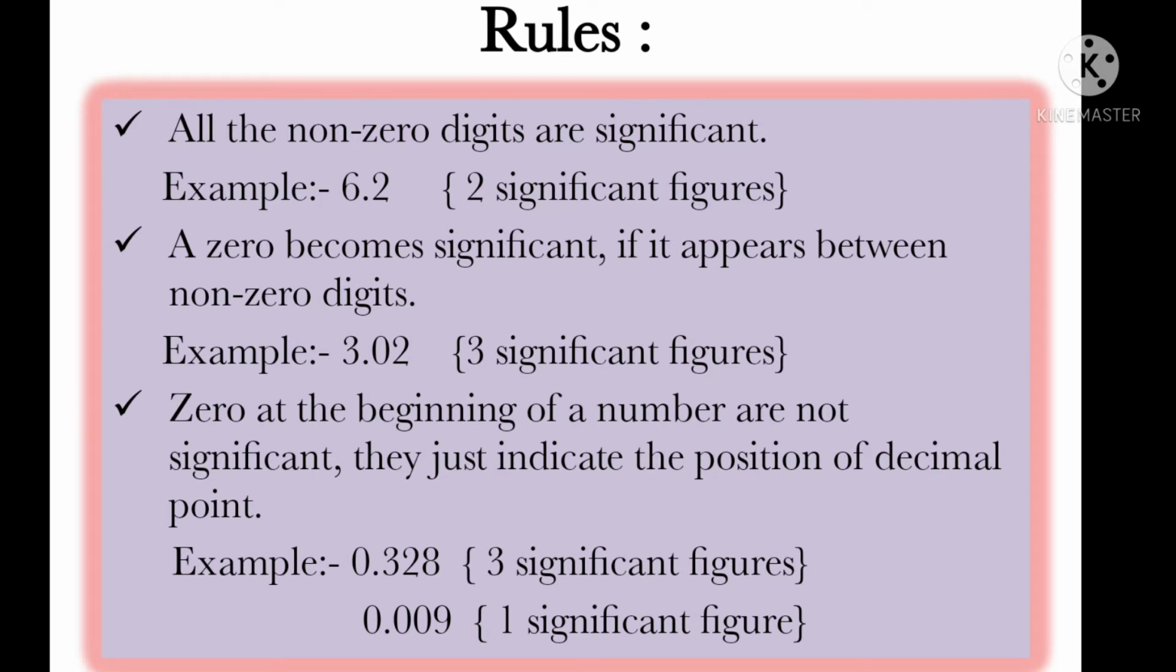Okay. Then the third rule is zeros at the beginning of a number are not significant. They just indicate the position of the decimal point. For example, 0.328. It has three significant figures, not four. 0.009. It has only one significant figure. Likewise, another example is 0.096. It has two significant figures.